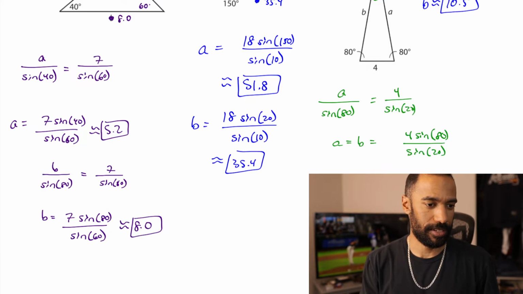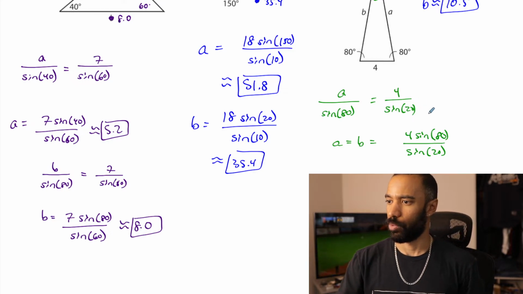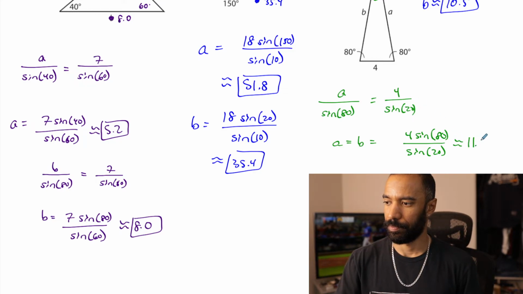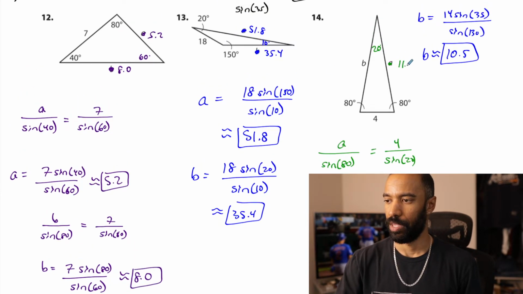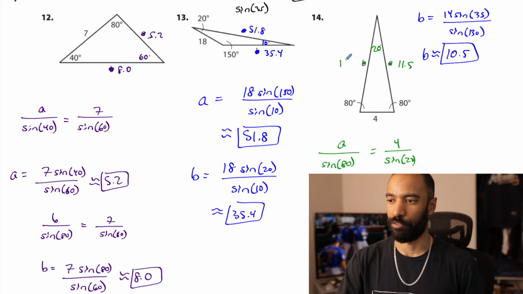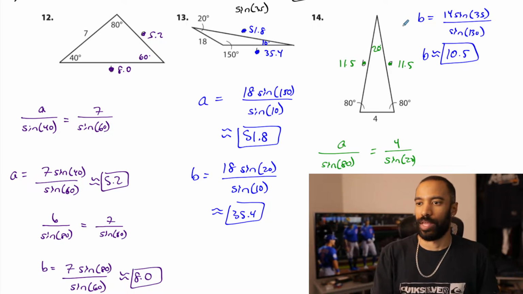Okay. A and B are the same value, so I'll just go ahead and use A. A over sine of 80, or B, equals 4 over sine of 20. So A is 4 times sine of 80 over sine of 20. So is B. Which is going to be 4 times sine 80. 11.5. So around 11.5 units here. Okay, and those are both 11.5 there. So good. It should be more than 4. I'll take it. Okay, so that's the law of sine stuff.